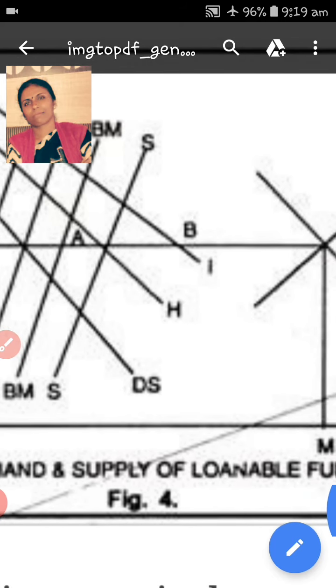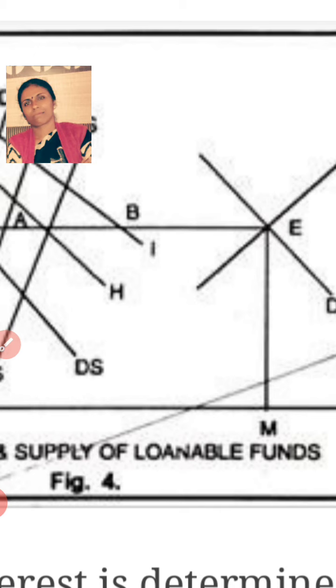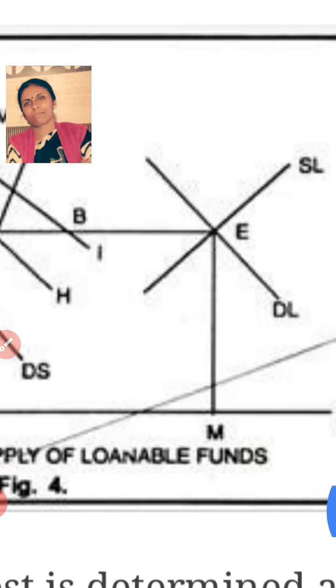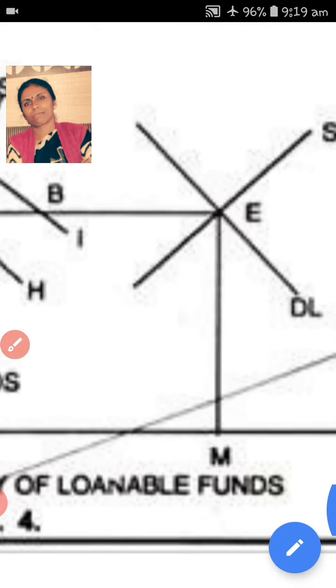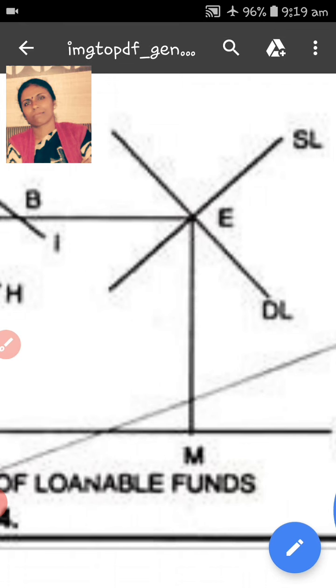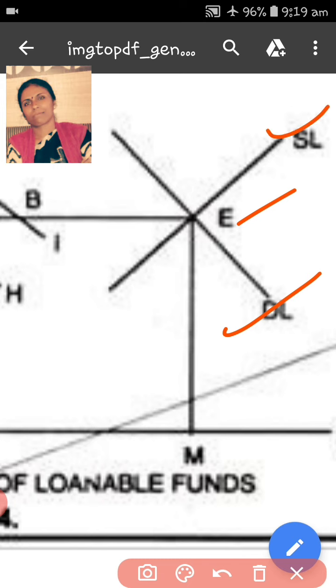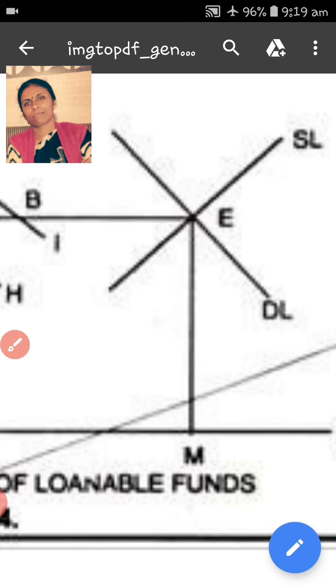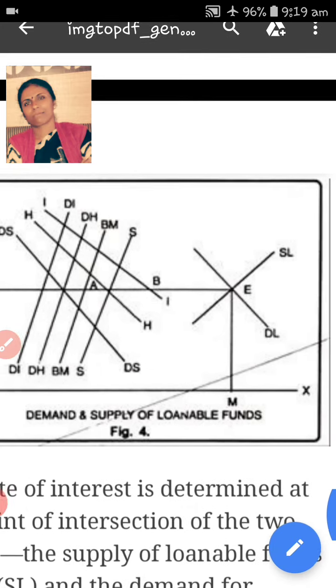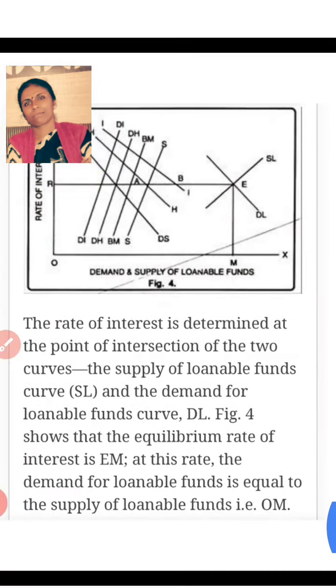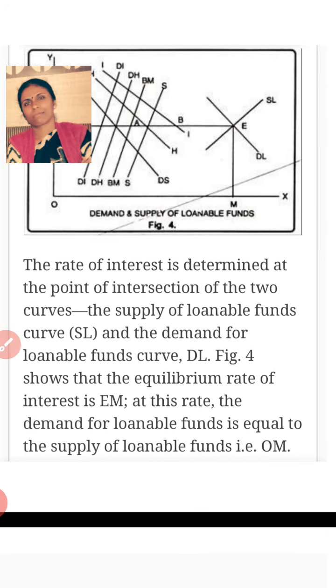Okay, so how is the rate of interest determined? The rate of interest is determined where these two are equal. Yes, let us see here. The demand curve and supply curve intersect at point E. So this is the demand curve and this is the supply curve. The intersection point is considered as the equilibrium point. Yes. So this is how the rate of interest is determined in the loanable funds theory of interest. Yes, this is the very interesting point.